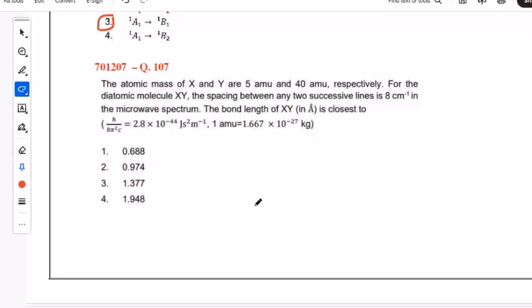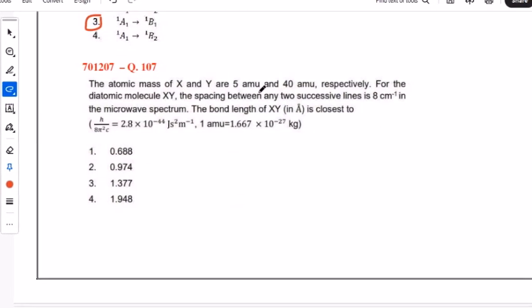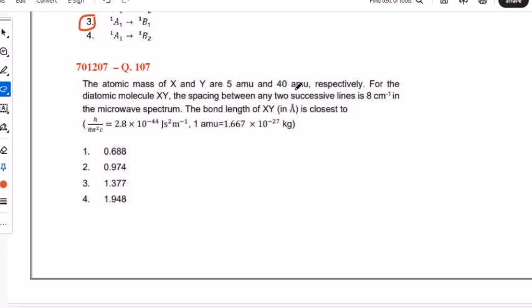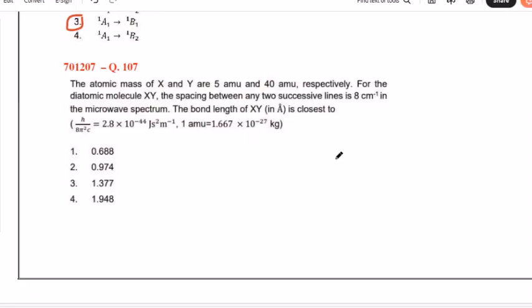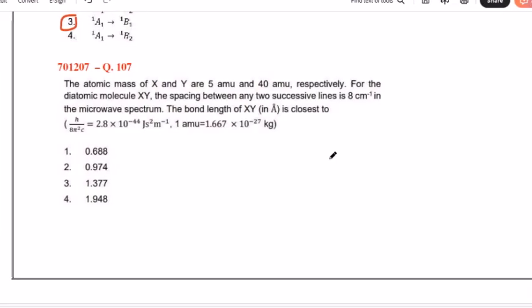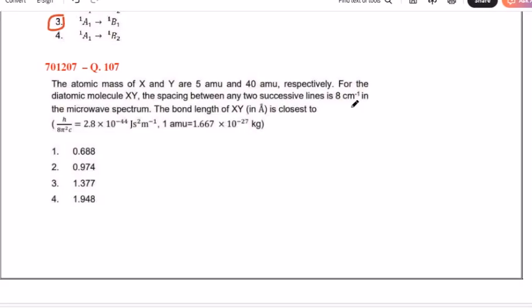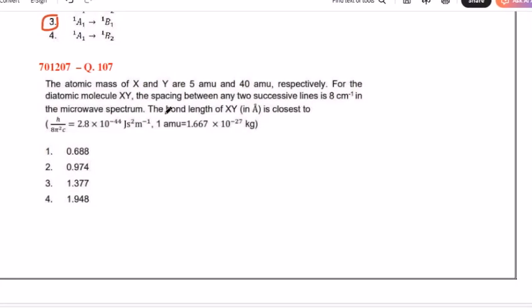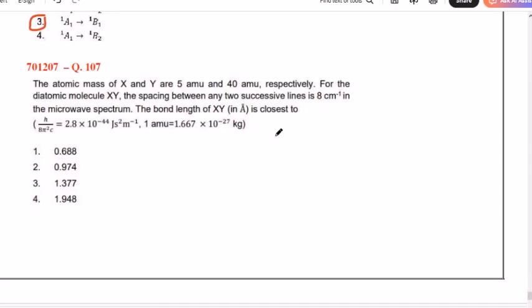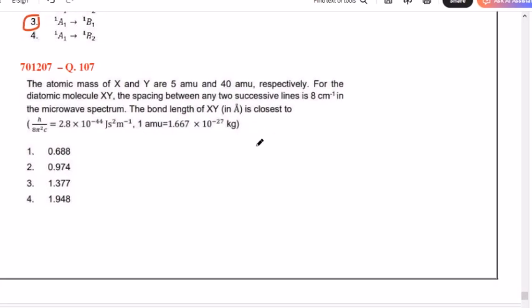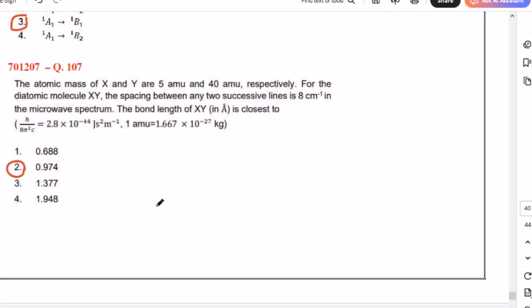Next, question number 107. The atomic masses of X and Y are 5 amu and 40 amu respectively for the diatomic molecule XY. The spacing between any two successive lines is 8 per centimeter in the microwave spectrum. The bond length of XY in angstroms is closest to, right? So question number 107, option 2, 0.974, is the correct option, friends.